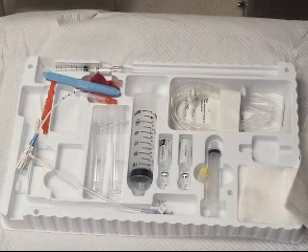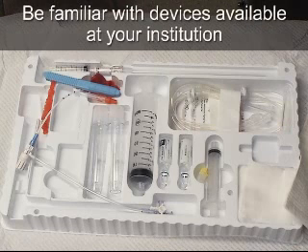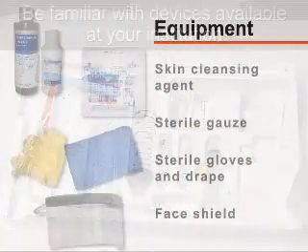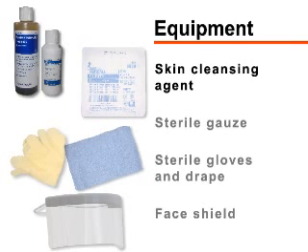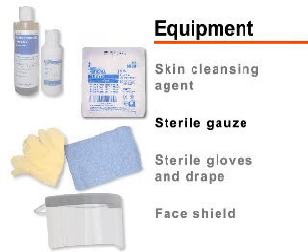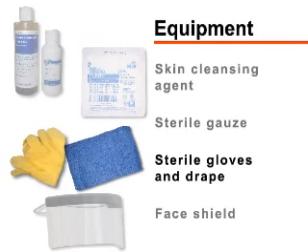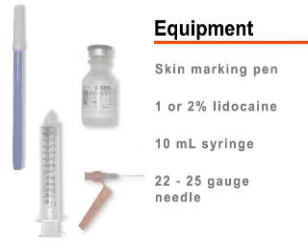There are various devices, frequently assembled in prepackaged kits, that can be used to perform paracentesis. You should be familiar with the specific devices available at your institution. For sterile preparation and administration of anesthesia, you will need a skin cleansing agent, sterile gauze, sterile gloves and drape, and a face shield. You will also need a skin marking pen, 1 or 2% lidocaine, a 10 milliliter syringe, and a 22 or 25 gauge needle.